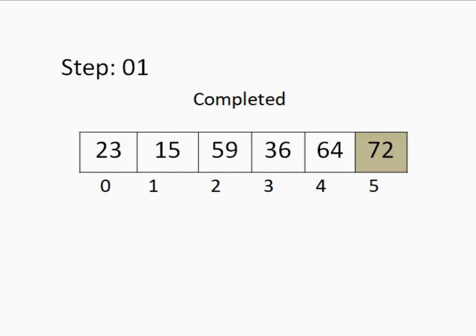Therefore, at the end of the first step, the largest number, that is 72, has moved to the last position. However, the rest of the numbers are not sorted, even though some of them have changed their positions.